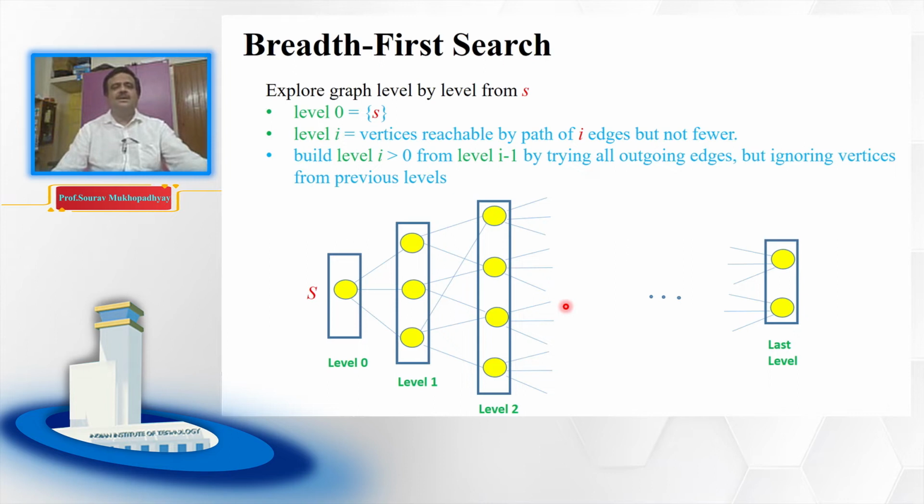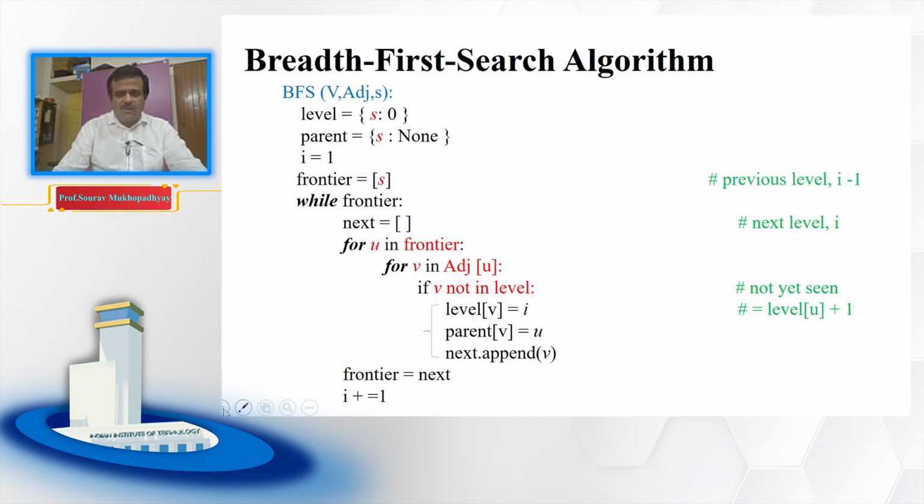So, that is the BFS or breadth first search. Okay, now come to the pseudo code for BFS. This is the vertices. V is the set of vertices, and this is the graph. Graph is given in the adjacency list.